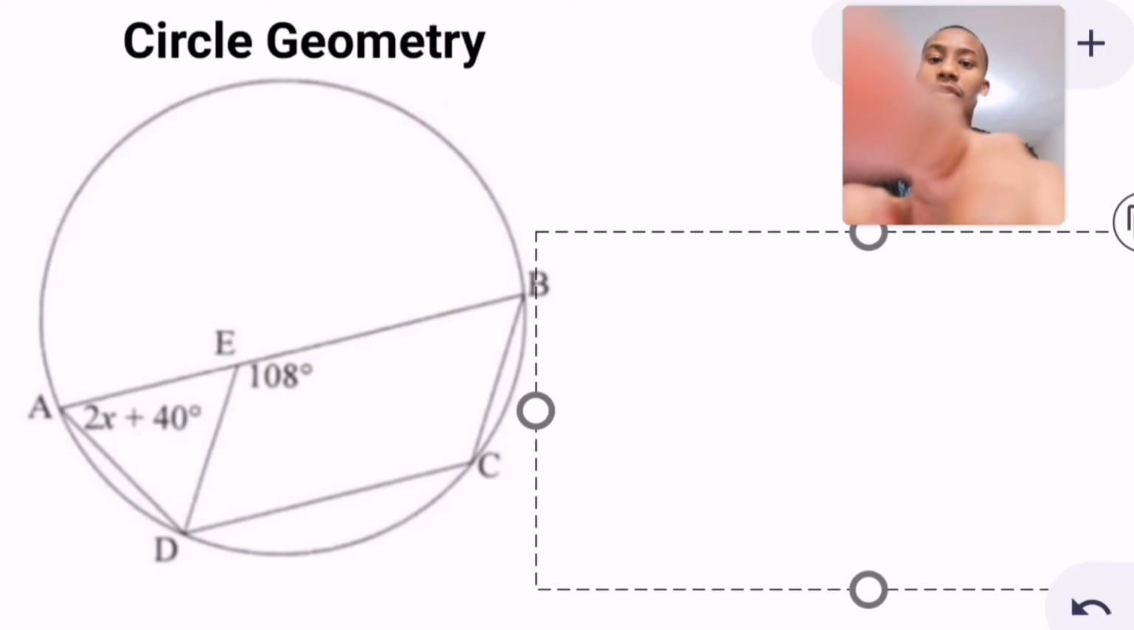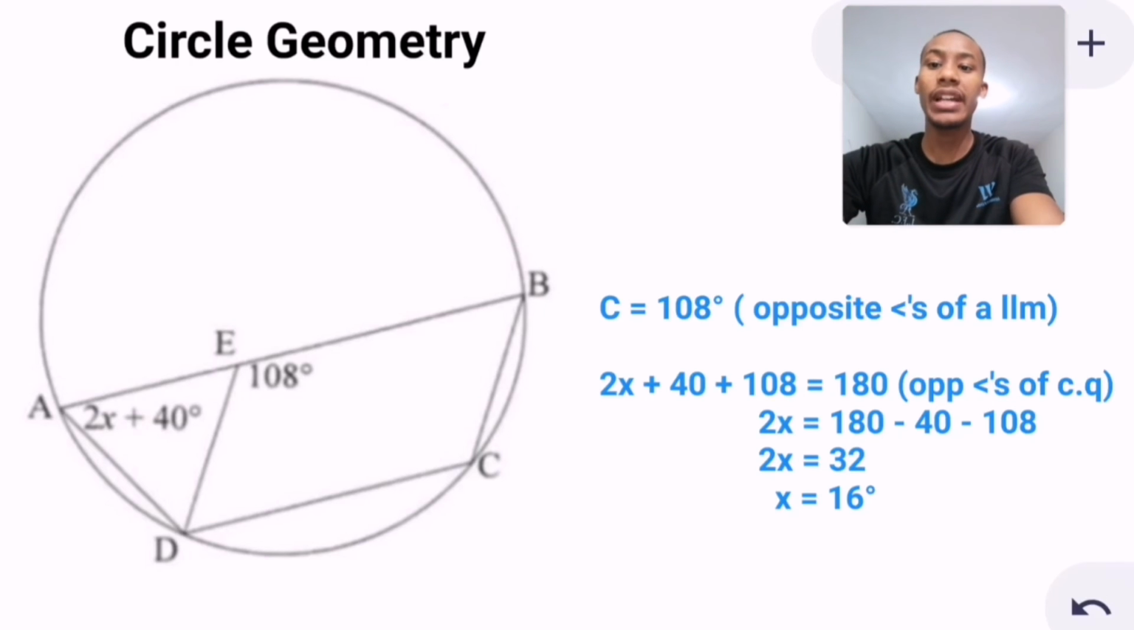So I solved this question as follows. I first stated that angle C is equal to 108 degrees because opposite angles of a parallelogram are equal. Then I added angle A and angle C to give me 180 degrees because the opposite angles of a cyclic quad should add up to 180. I then deduct those angles, the 40 degrees and the 108 degrees. Then I simply divide by 2 because we have a 2x there, so I need to get rid of the 2. I divide by the 2 and x is equal to 16 degrees.